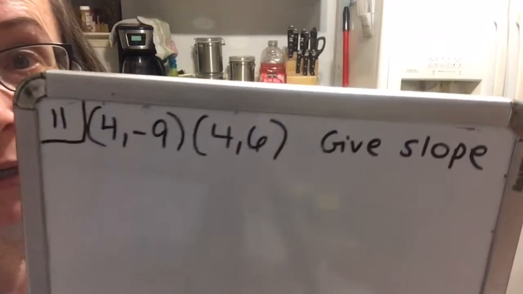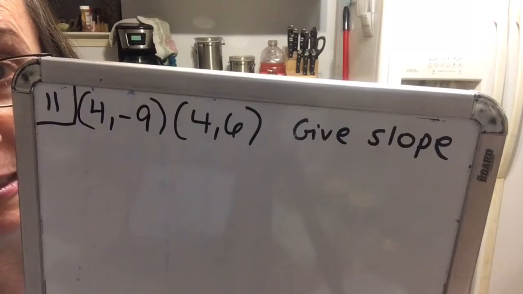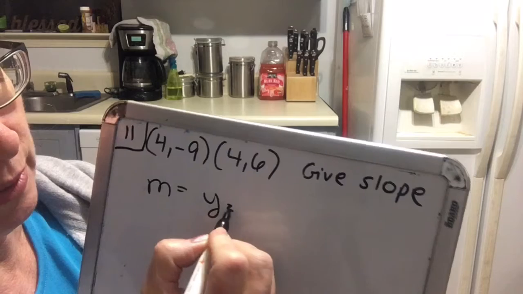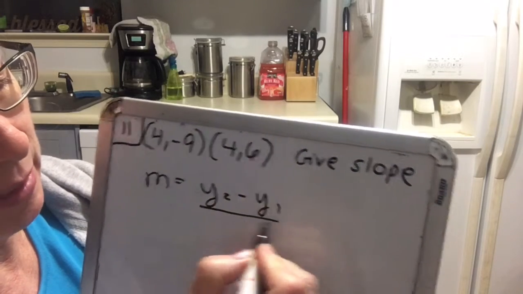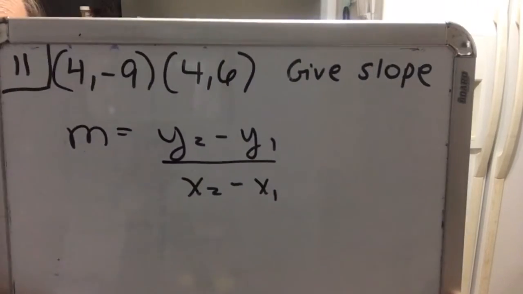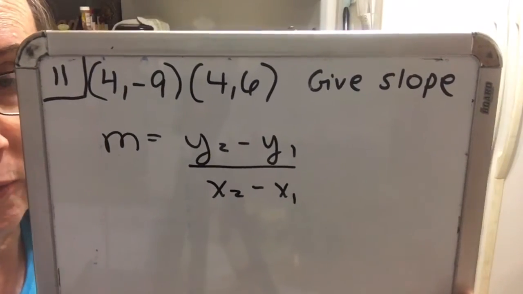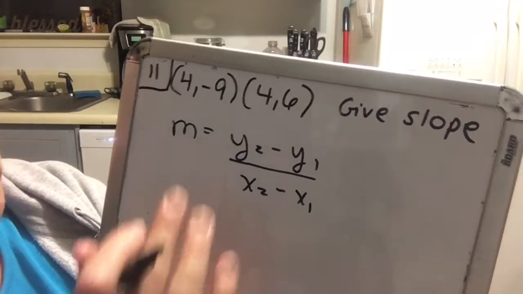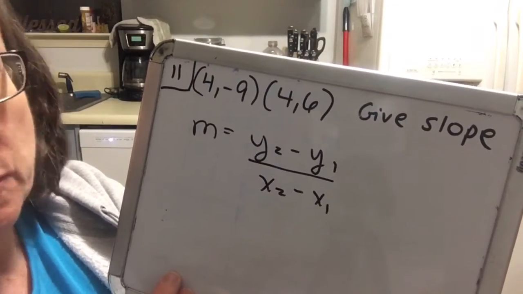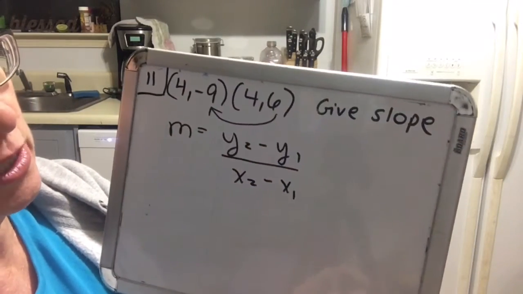Okay, so the first problem that we are going to do is to find the slope between these 2 points. So we know that the slope formula is m is equal to y2 take away y1 divided by x2 take away x1. It does not matter which point we say is first or second, as long as we are consistent. So let's just go from this direction to this direction.